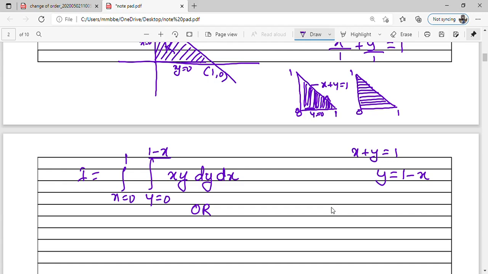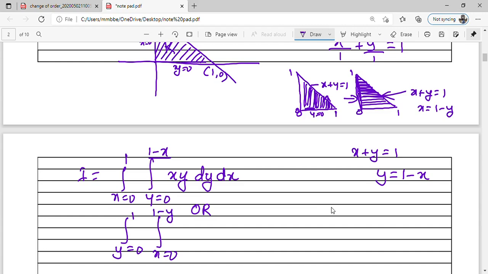Now height I am fixing. So y is equal to 0 to 1. Height is fixed, then you have to vary horizontal. So x is equal to 0 to, x is 0 here, and from this equation x plus y is equal to 1, in terms of x it is x equal to 1 minus y. This is the change of order.